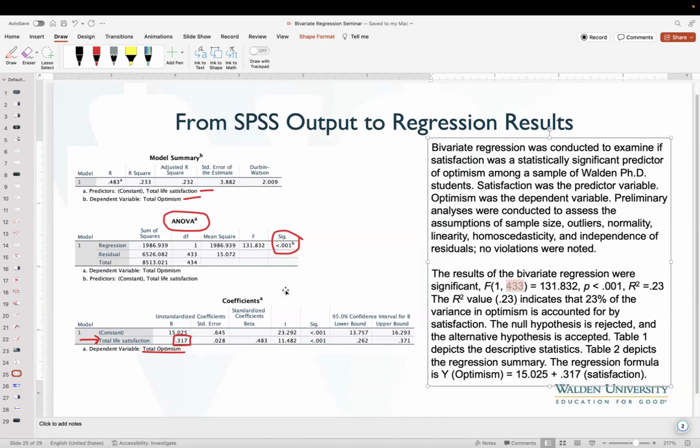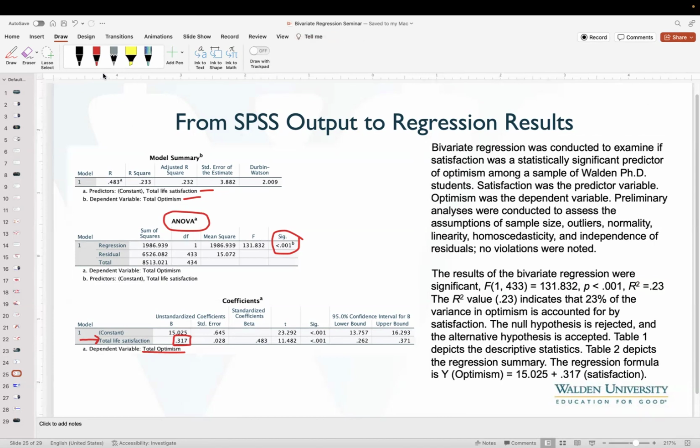It means something now. We're turning this into words, into narrative. Then we just report what the F statistic is, and that's just the mathematical calculation that was done, 131.832. The next thing that's very important in any parametric test that we report is what is called the effect size, or the R square. That's going to come out of the model summary box. It's right there, 0.233, and I just put 0.23.